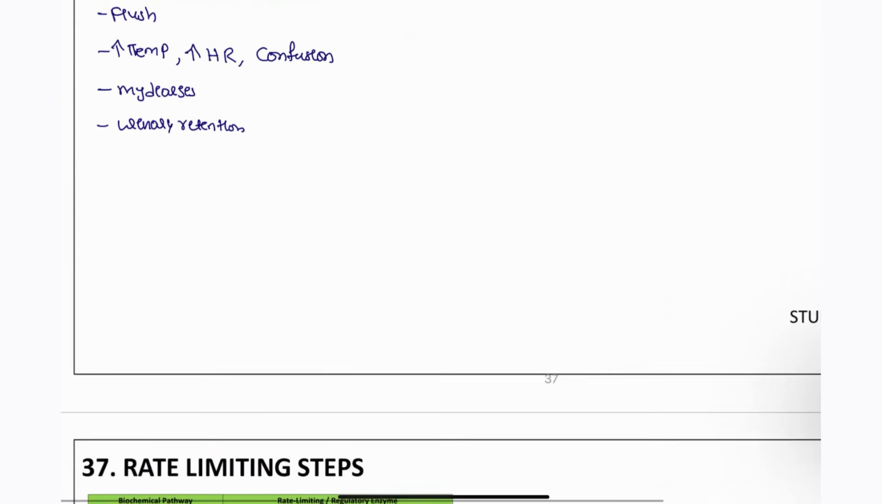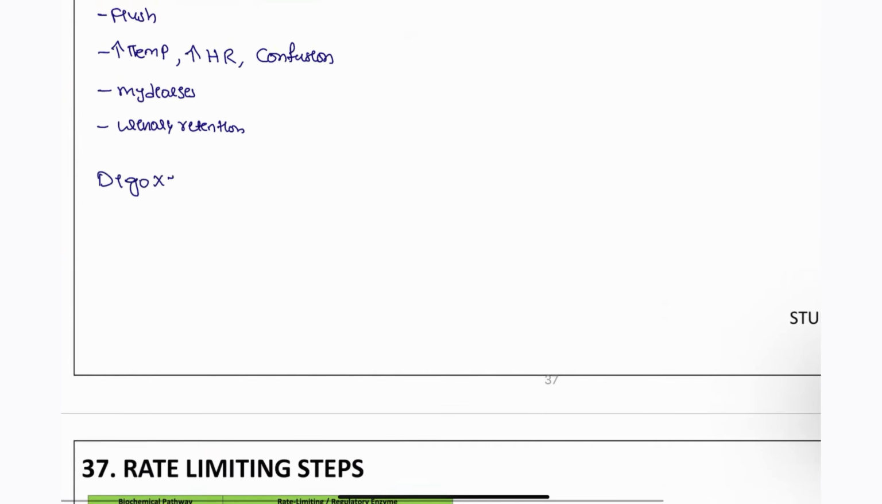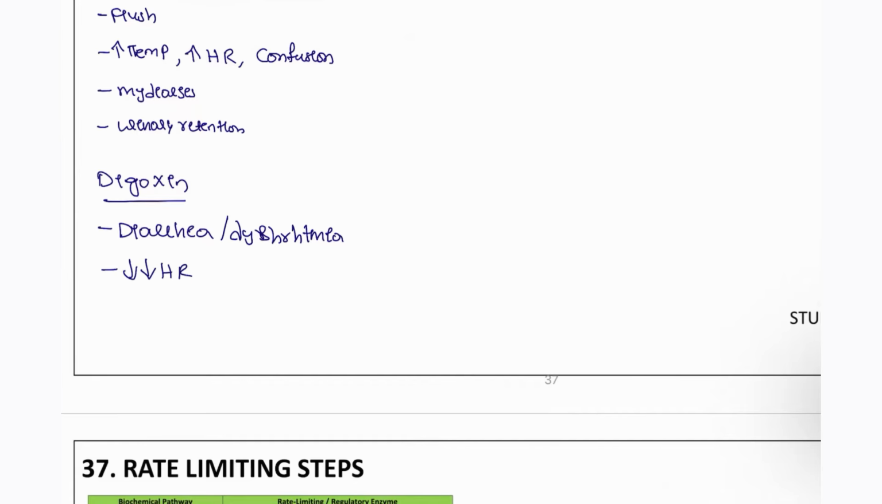The next drug we are going to see is digoxin. Digoxin's mechanism is that it inhibits the sodium-potassium ATPase. And what are the side effects associated here, guys? Diarrhea, dysrhythmia, an irregular heart rate which will be decreased, and GI upset like nausea and vomiting, and yellow vision. Yellow vision will be seen in this patient.